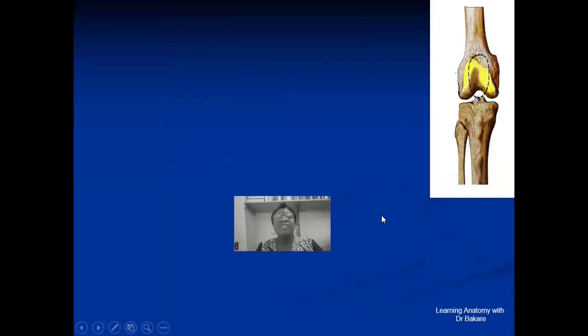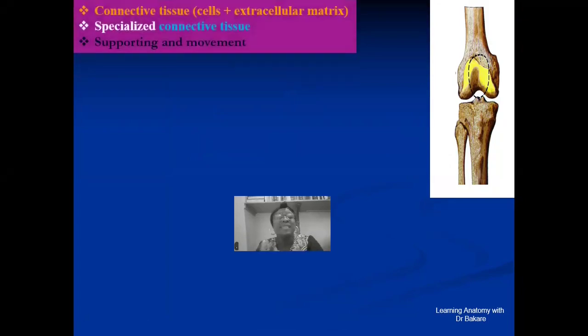Before we dive into highlighting the differences between the bone and cartilage, let's look at the similarities between them. These two structures are both connective tissue, and they are made up of cells and also extracellular matrix. They are also classified as a specialized type of connective tissue. They are specialized because they have specialized cells and also specialized extracellular matrix. By the time we go through the differences between these two structures, we would be highlighting these in detail.